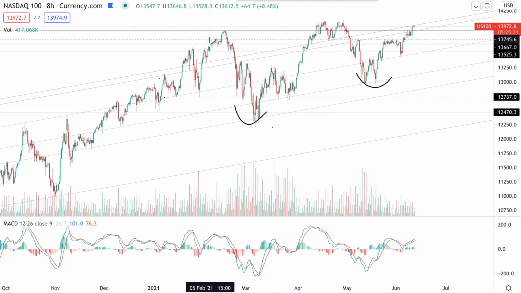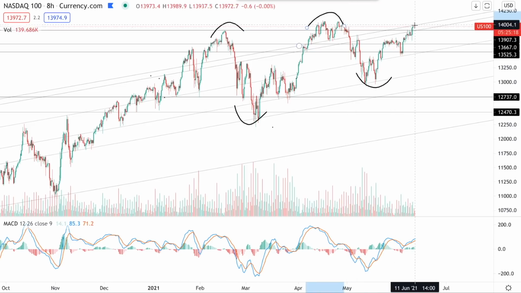We're making higher highs. Now, we haven't taken out the previous all-time high just yet. If we do, that would be a bullish development, right? It would further confirm that uptrend. If we reverse here, that starts to look a little bit more bearish in terms of the price structure. We'll see what happens here.